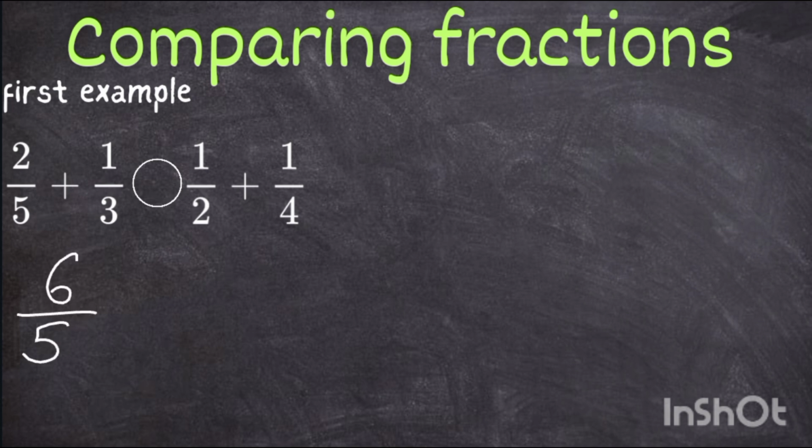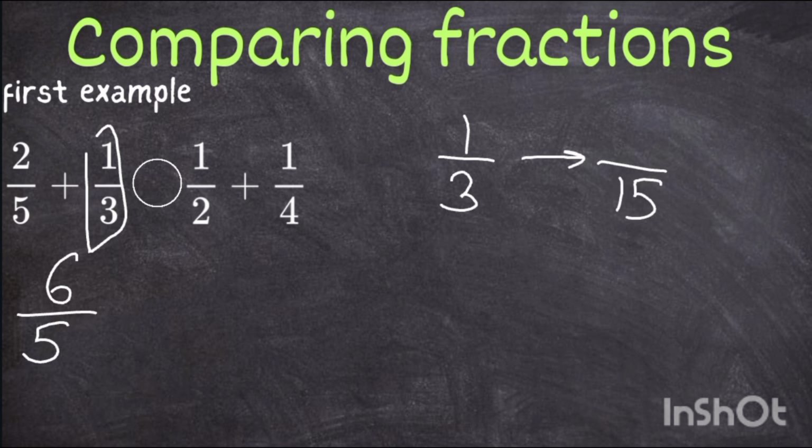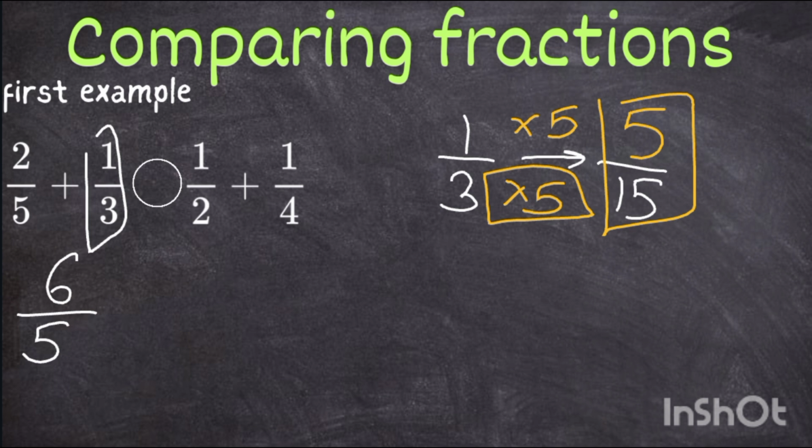Right, now let's convert our second fraction, which is 1 by 3. We need to convert that with the denominator of 15. We need to see what we will multiply with 3 to get 15. If we multiply 3 with 5, we are going to get 15, right? Whatever we multiply in the denominator, we need to multiply in our numerator. So 5 multiplied by 1, we are going to get 5. It means 1 by 3 is converted to 5 by 15. So our second fraction is 5 by 15.